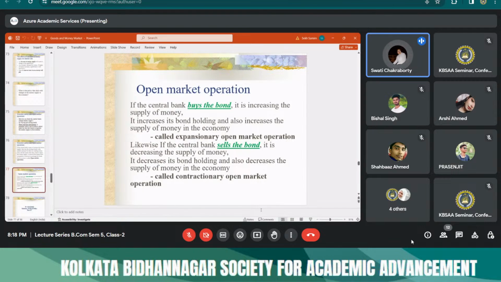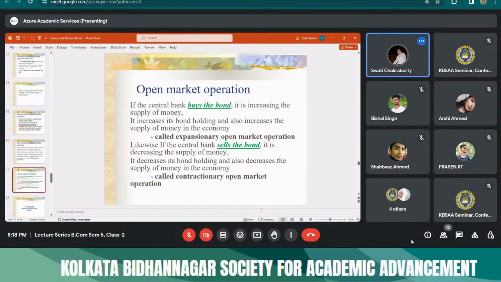And the reverse is when there is excess supply of currency in the market, and the central bank wants to reduce the supply of money. So they would sell off the bond to the commercial banks, and the commercial banks have to pay. Which means the supply of money goes down, which is called contractionary open market operations.